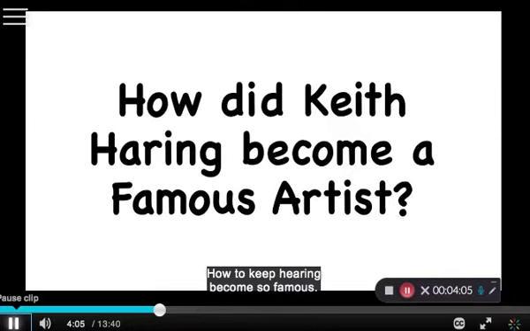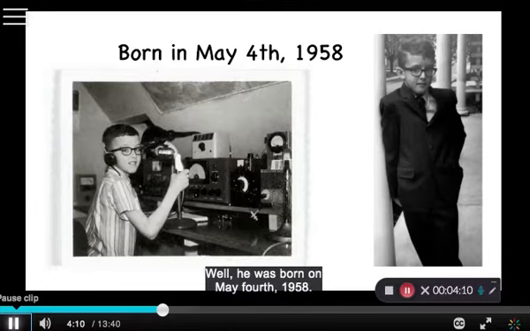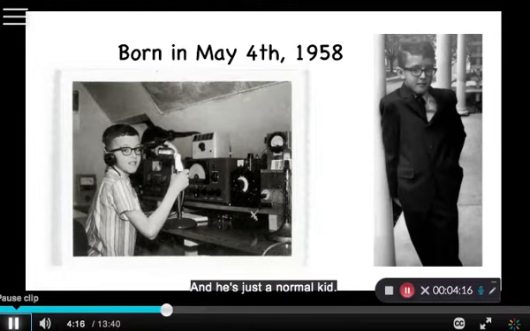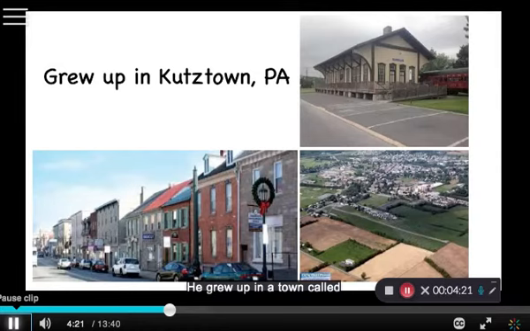How did Keith Haring become so famous? Let's take a look. Well, he was born on May 4th, 1958. These are pictures, of course, not of when he was born, but a little bit later, right? And he's just a normal kid. He's got those big, thick glasses. They were pretty popular at the time. He grew up in a town called Kutztown, Pennsylvania, right? And you can see that it's a small town, and surrounding the town is a lot of farmland, and there's an old train station up there in the corner.